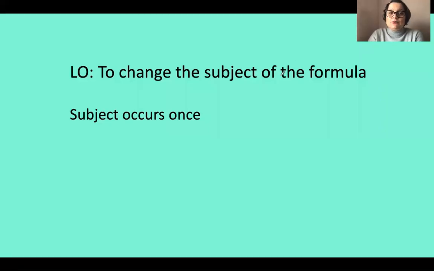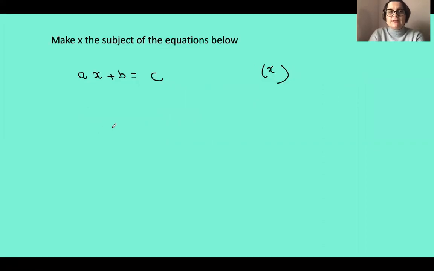Hello, today we are going to learn how to change the subject of the formula when the subject occurs once. The subject of a formula is the letter that is being worked out. For example, here the subject is going to be the x. This is what the question wants us to do. Make x the subject of the equation below.